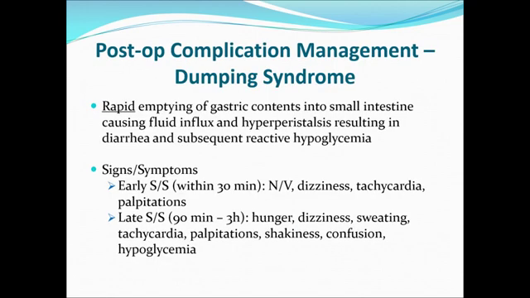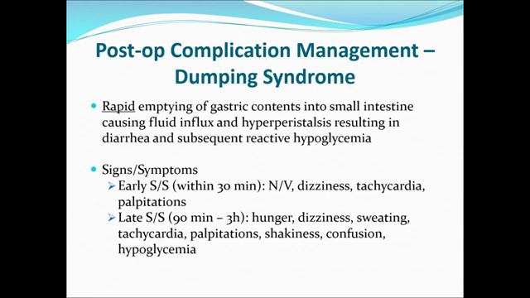The other big thing I want to talk about is dumping syndrome, and it is, trust me, appropriately named. This happens, again, because we've lost that gastric outlet sphincter, so there is rapid emptying of the gastric contents into the small intestine. Well, when you have a big influx like that, it's going to cause fluid to come from the intestinal wall into the intestinal lumen. That's going to stimulate hyperperistalsis, and things are moving quick.